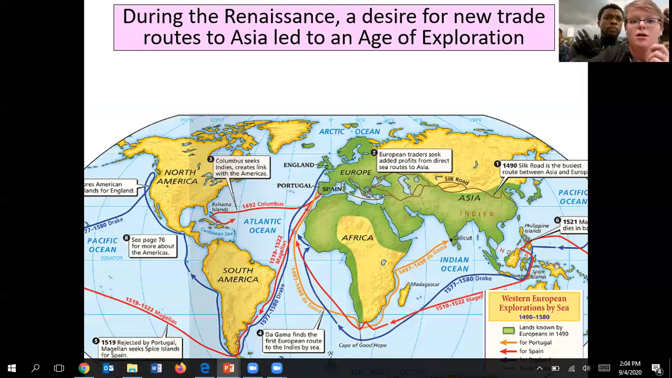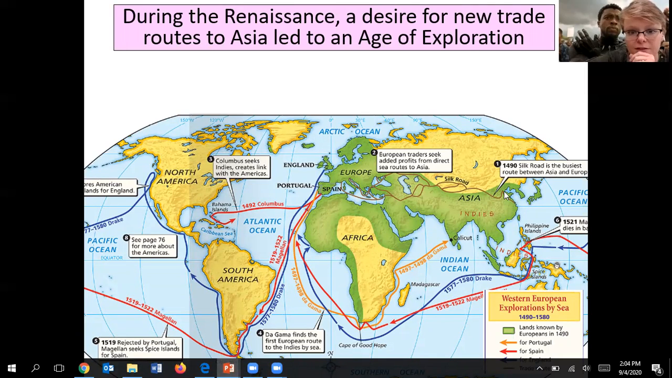All right. Here is another thing we've talked about already. So during the Renaissance, a desire for new trade routes to Asia led to an age of exploration. So the people of Europe, your England, Portugal, Spain, your German tribes are going to come up, the Dutch who are going to start taking over this area. They want to get to China.